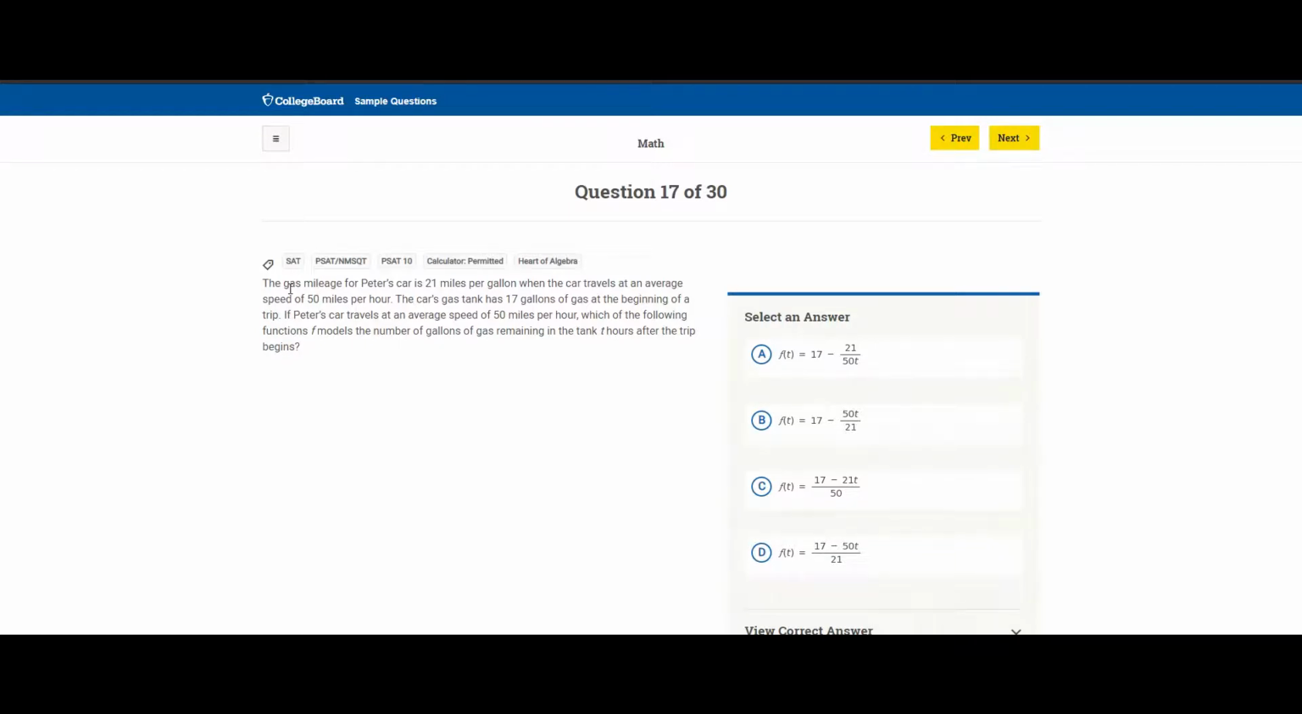Okay, the gas mileage for Peter's car is 21 miles per gallon when the car travels at an average speed of 50 miles per hour. The car's gas tank has 17 gallons of gas at the beginning of a trip. If Peter's car travels at an average speed of 50 miles per hour, which of the following functions F models the number of gallons of gas remaining in the tank T hours after the trip begins?